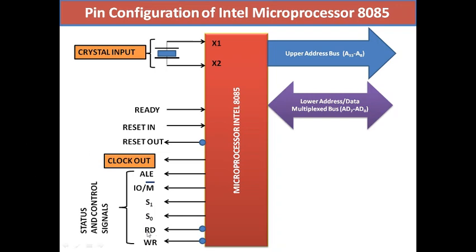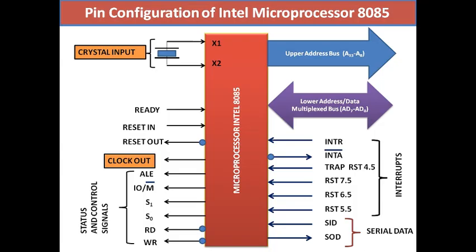There are two more control signals. One is RD, that is read, another is WR, write. Here we can see both are bubbled. That means when the read terminal goes low, we can say that the microprocessor is presently in the read mode, and if the write terminal is low, we can say that the microprocessor is in the write mode.